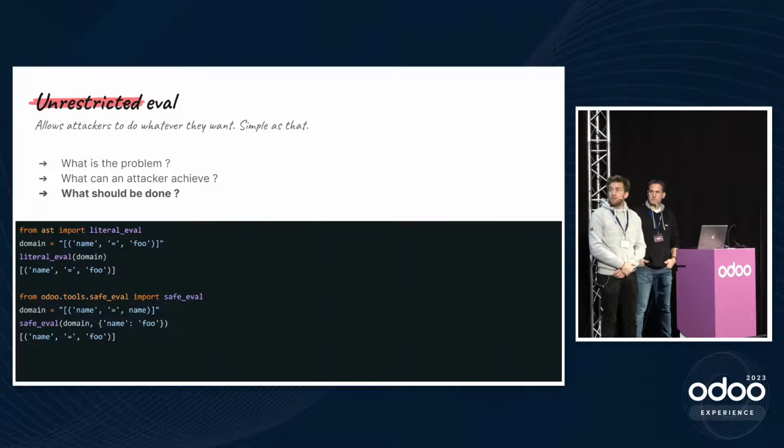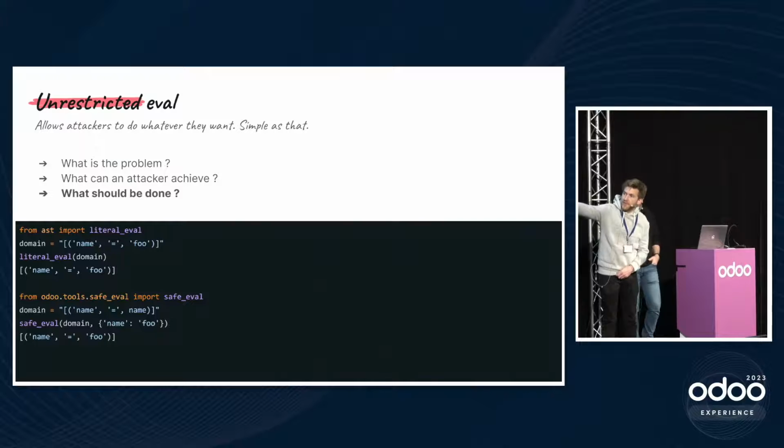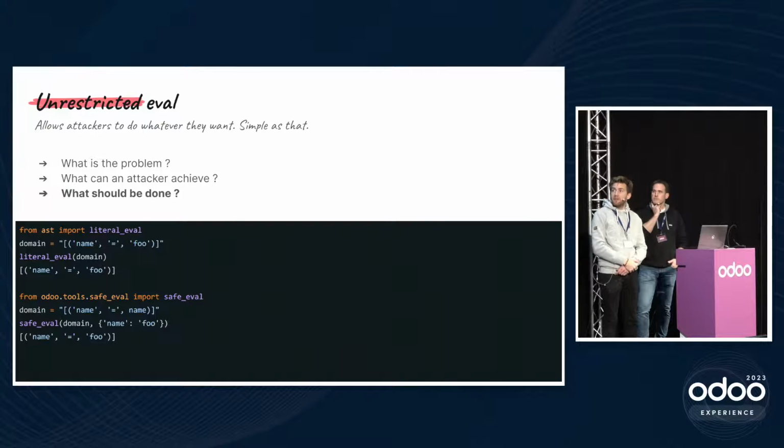Literal eval, you should use it when you don't have a variable to pass into the context. And if you need variables, in this case, for instance, you can see that in the domain, name equals name, the name is a variable, and you pass the name into the context of safe eval. This is a case where you should switch to safe eval instead of literal eval.